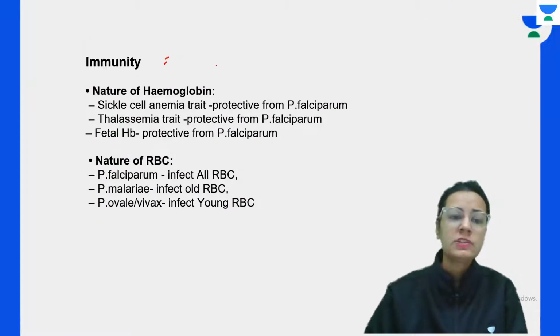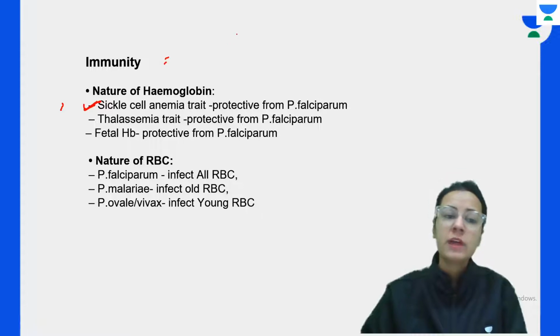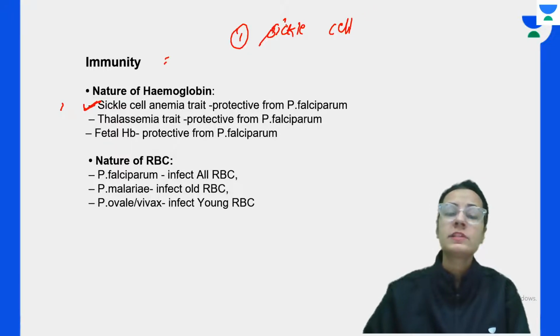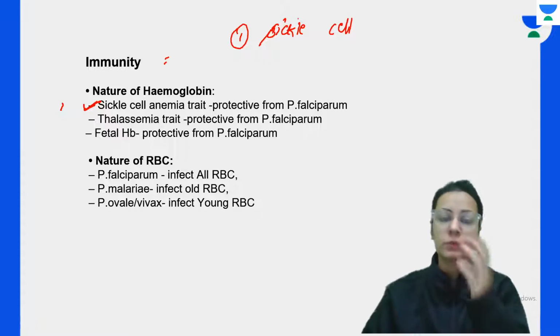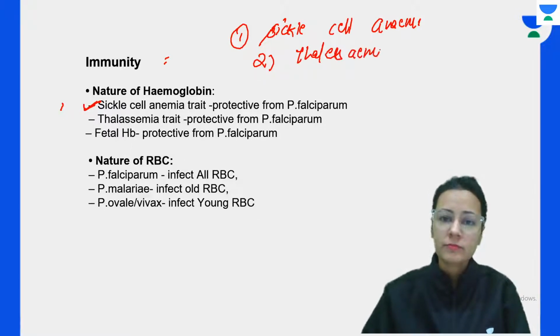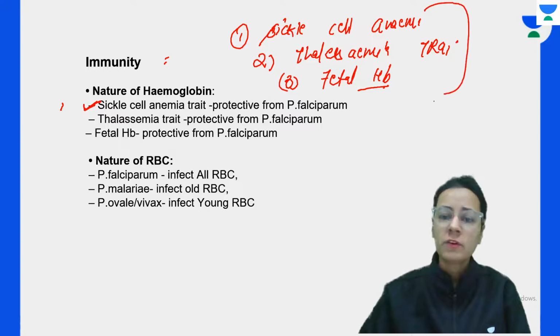Now, immunity, the nature of the hemoglobin. We know that sickle cell anemia is protective. We have three cases that are protective. One is sickle cell anemia, where the sickling of the RBCs doesn't provide the proper surface area for the parasite to infect the RBCs. Another is the thalassemia trait, and another is the fetal hemoglobin. They all are protective from Plasmodium falciparum.